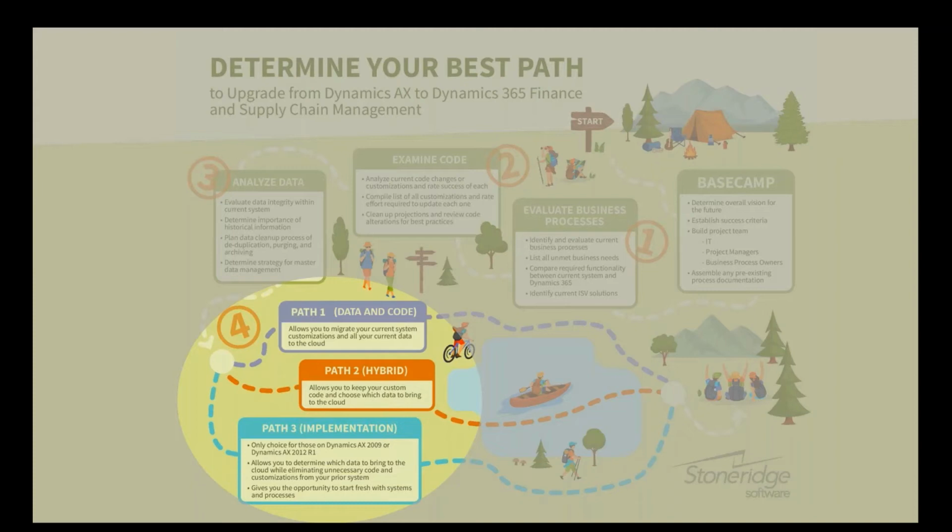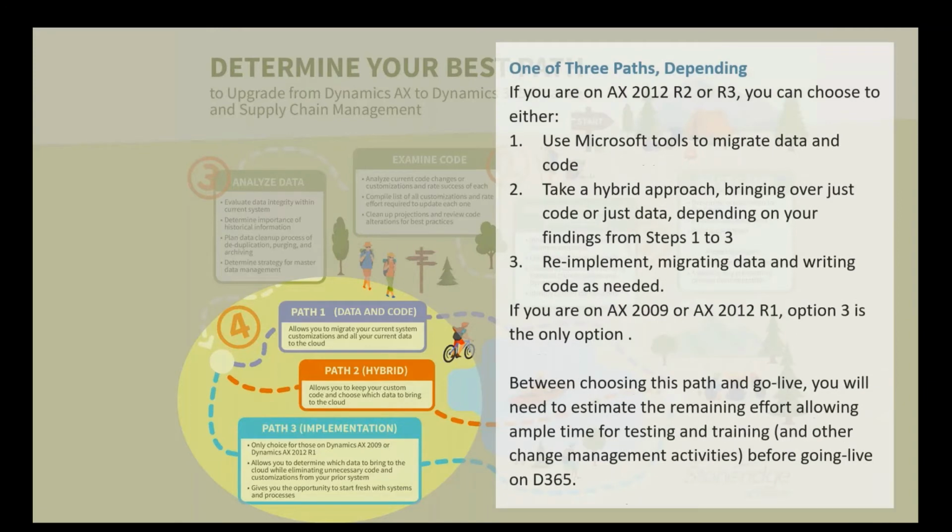And quite simply, path 1, classical upgrade. Path 2, kind of an upgrade, but maybe not. Maybe there's some opportunity areas in there, what we call a hybrid. And then lastly, depending upon where you are in your upgrade or where you are in terms of your current product, or even where you want to be with that vision, implementation, re-implementing. And we can talk through those here today just at a high level so that you can kind of understand that. So if you're on 2012 R2 or R3, you can really choose one of those three paths.